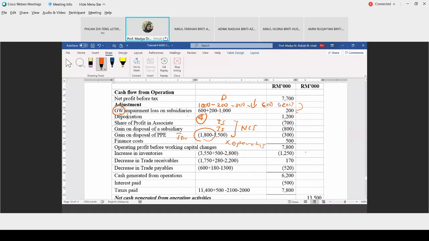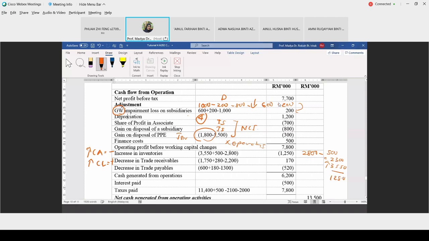2.8, and then minus the one that you dispose here, 500. So you have a balance of 300. 300 compared with 3550 means that there is an increase by 1250. So for an increase in a current asset, we minus it; an increase in a current liability, we plus it. So there is an increase by 1250.